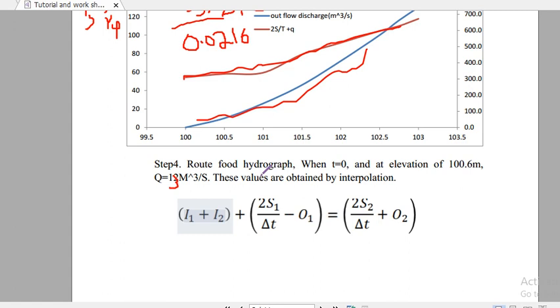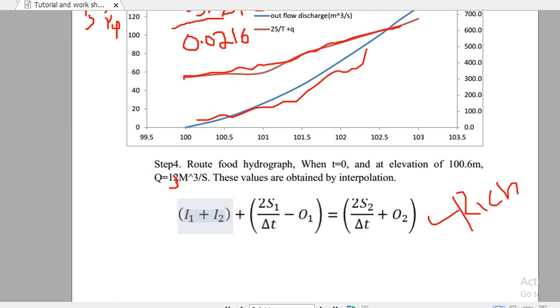Step 4, route the flood hydrograph. When t is equal to 0, the elevation is 100.6 meter. At this elevation Q is equal to 13 meter cube per second, the values obtained by interpolation. And I1 plus I2 plus 2S1 over Δt plus Q1 is equal to 2S2 over Δt plus Q2. Then this is Goodrich method.